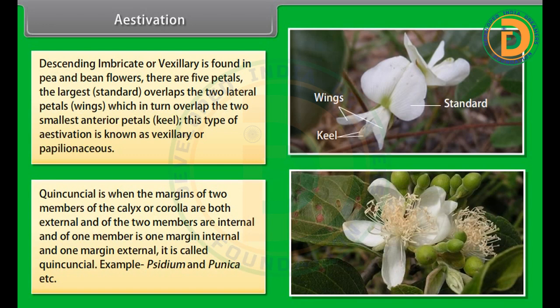Quincuncial is when, of the 5 members of the calyx or corolla, the margins of 2 members are both external, 2 members are both internal, and of one member, one margin is internal and one margin is external. Then it is called quincuncial. Example, Psidium and Punica, etc.